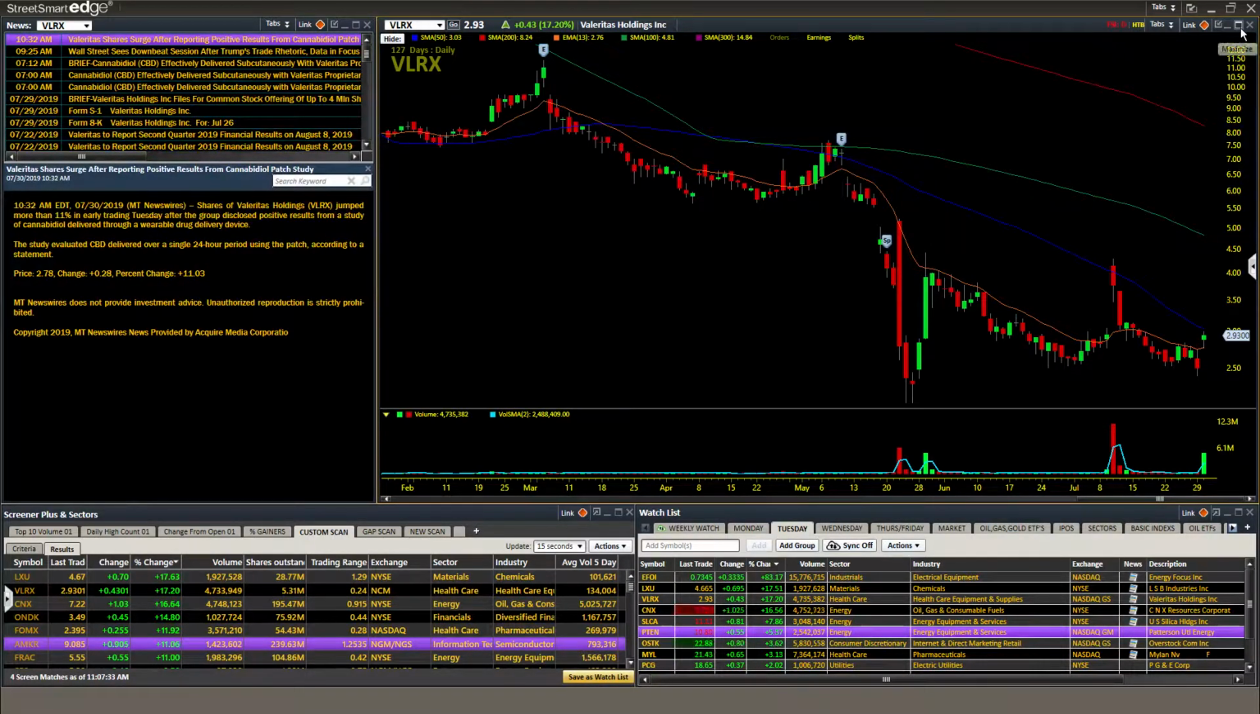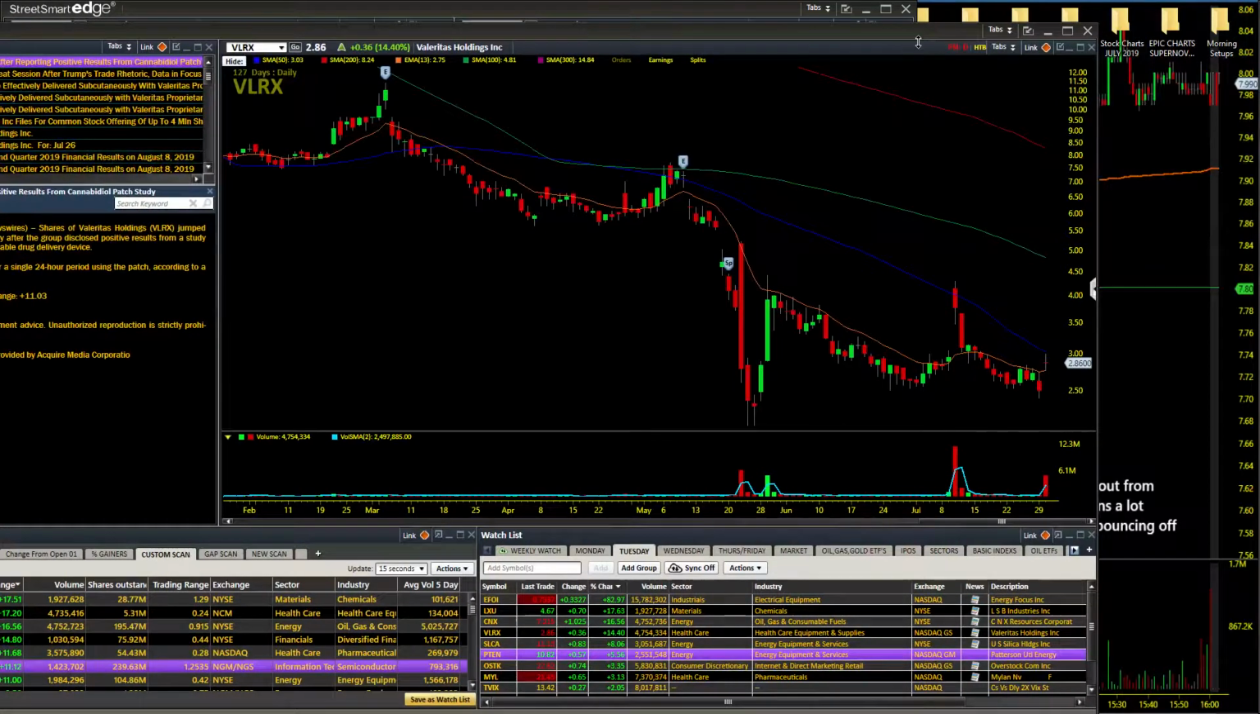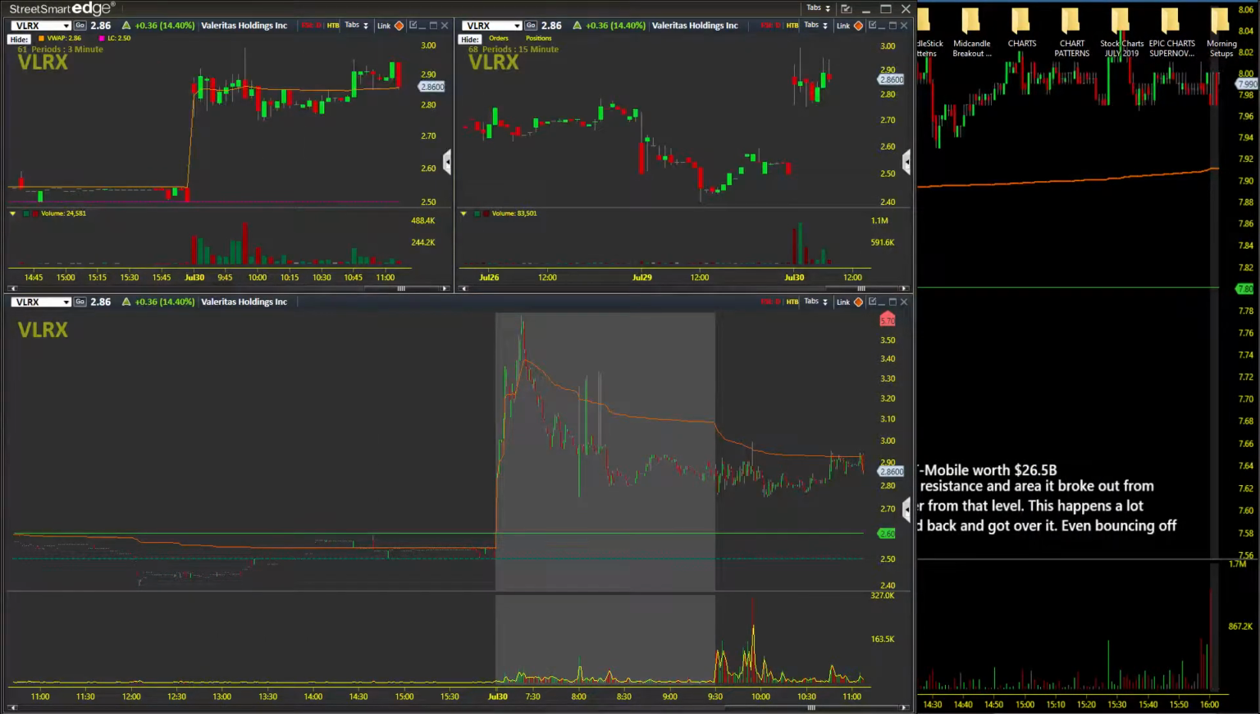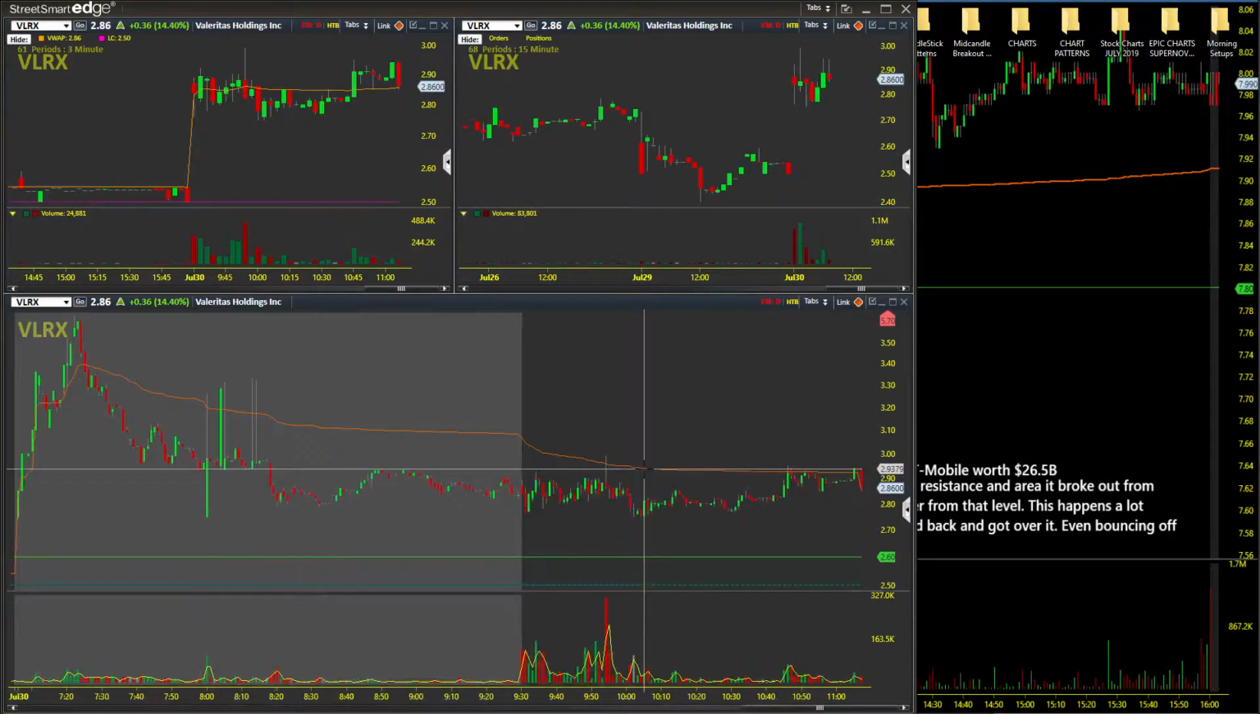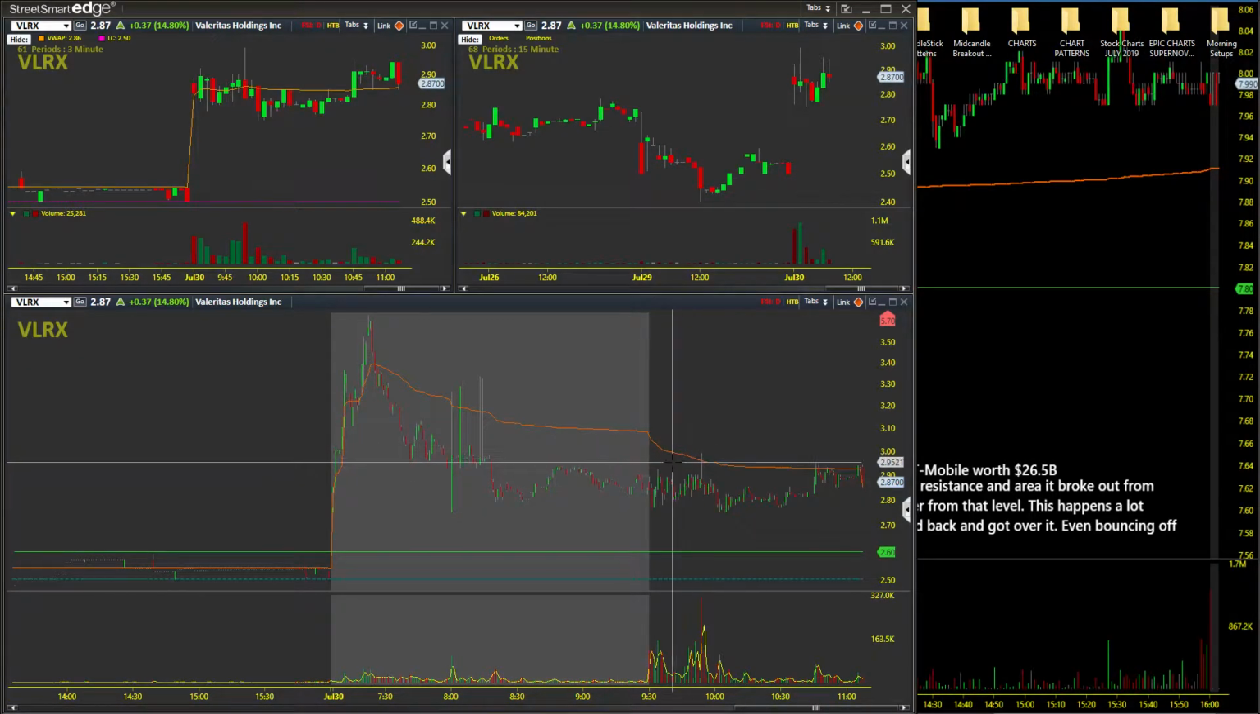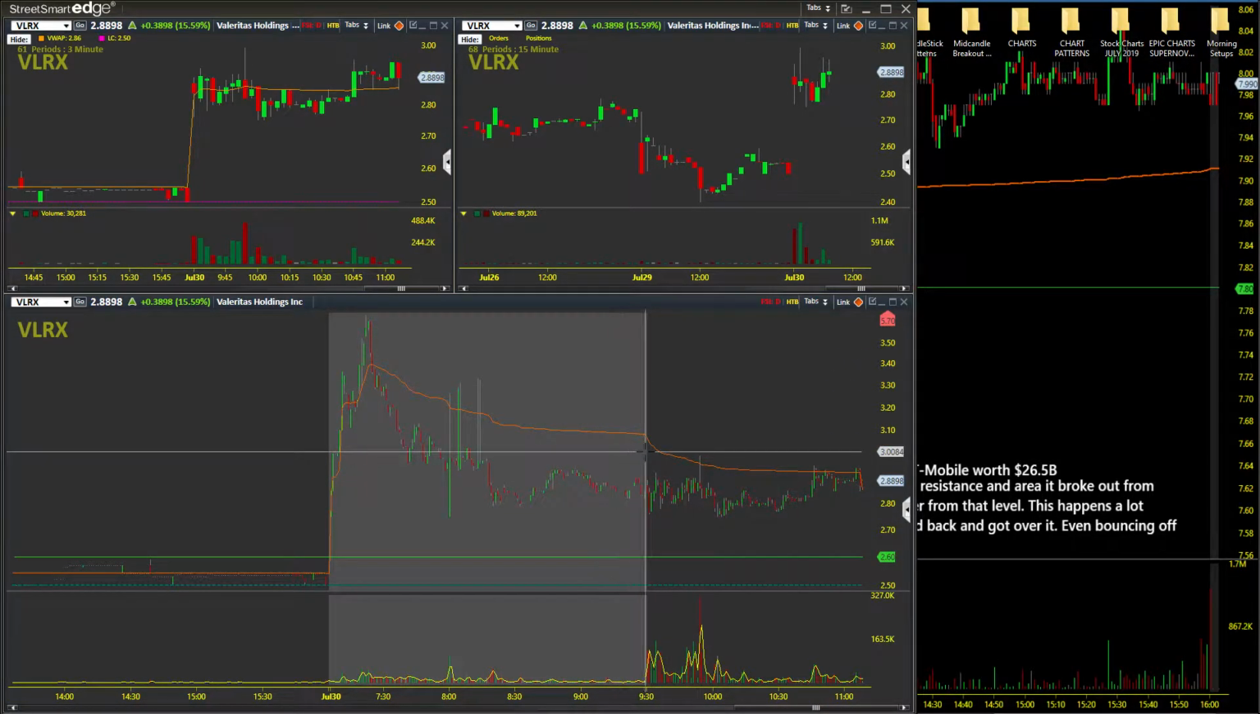So VLRX, $3 resistance area. I know in a few minutes, I think they're coming out and talking. The CEO is going to be talking, so that might pump the stock up a little bit, but this $3 level is going to be a huge resistance level for VLRX.